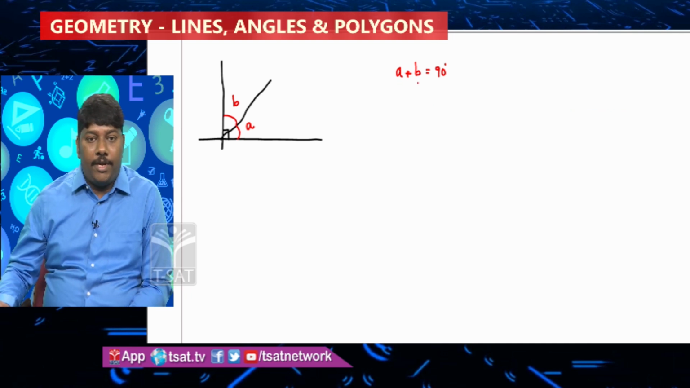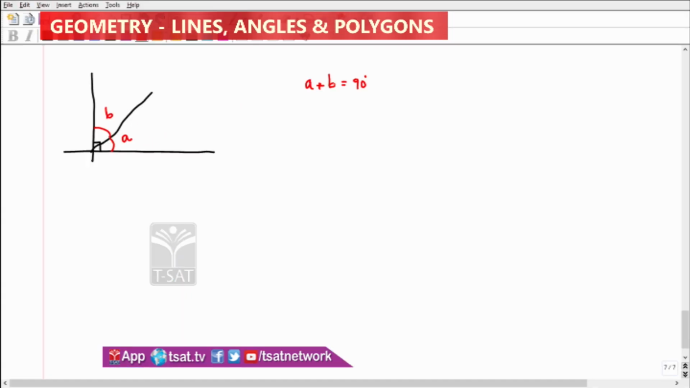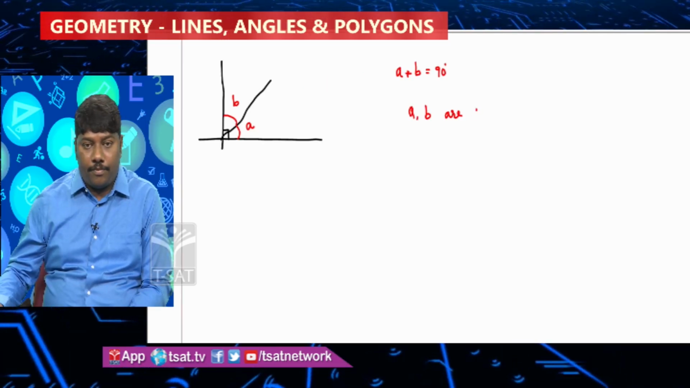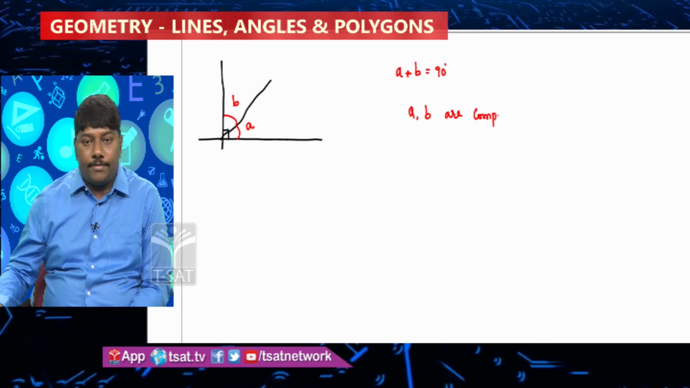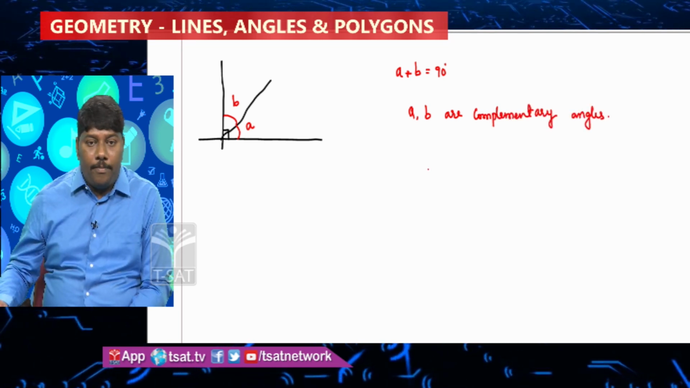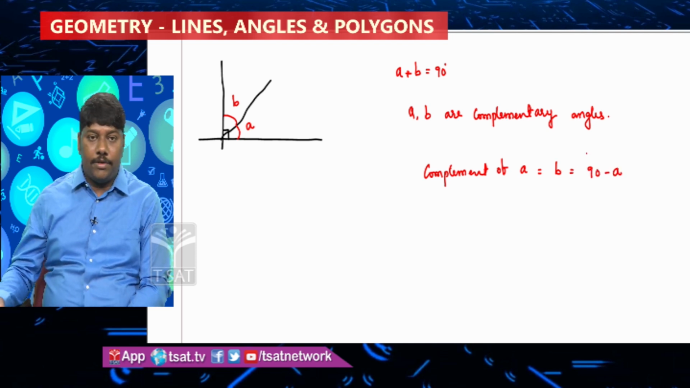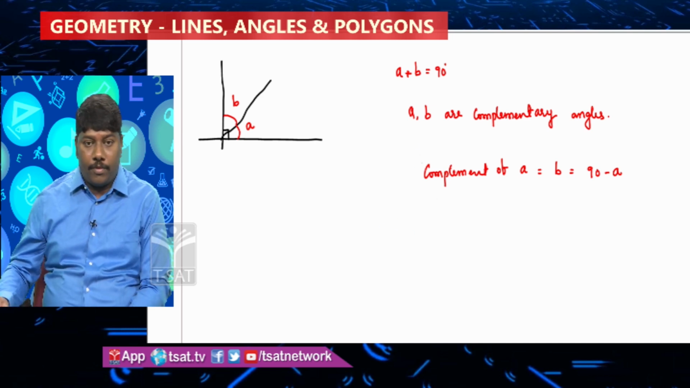So here A plus B, the sum of these two angles, forms 90 degrees. You call A, B complementary angles, where the complement angle of A is actually B, or else you can say 90 minus A. Here angle B is equal to 90 minus A. So their sum is 90 degrees.